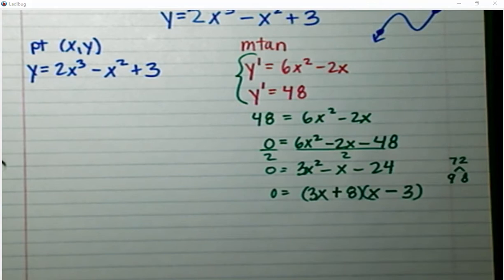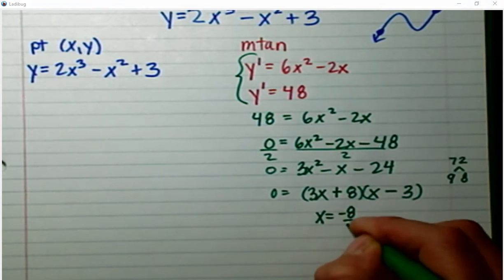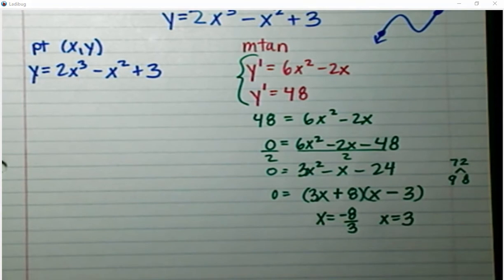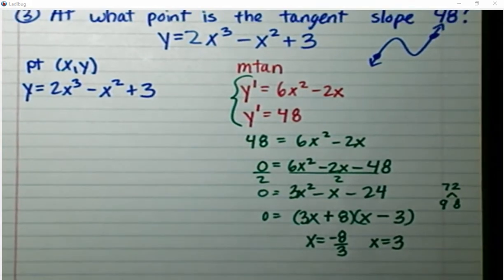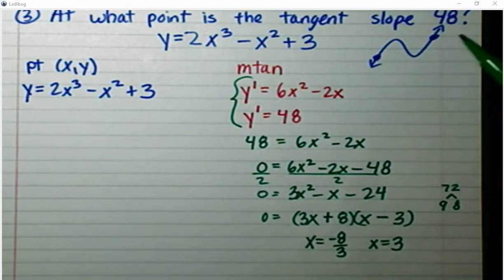Okay, so I've got my factors. So I end up with those two x coordinates. My picture kind of tells me that I should be expecting 2 places on this graph to have a slope of positive 48. I got 2 x coordinates.